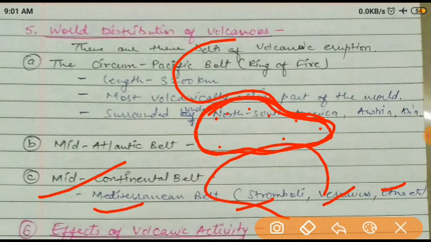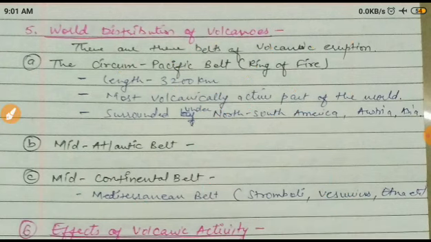So this third part is called the mid-continental belt, or in the continent. These are all the third type of spread. Mid-continent means the middle of the continent. Okay, now I hope it is clear.